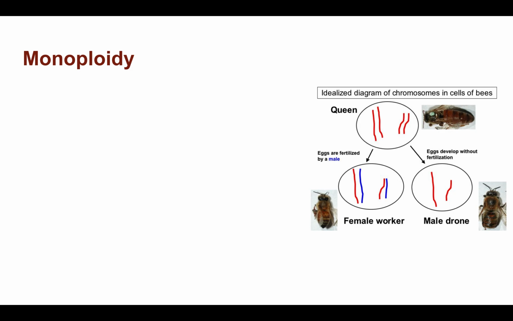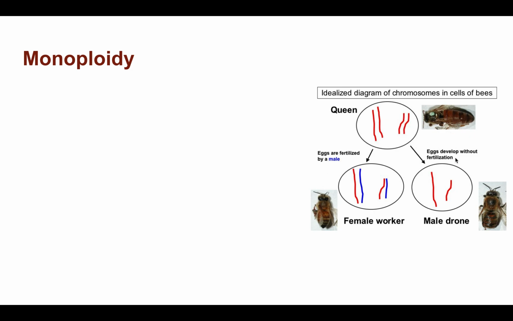Monoploidy we've looked at already. We've looked at this idea of parthenogenesis, where here's the queen who's got 2 sets of chromosomes. Here's her pair of 1, pair number 2. She puts 1 of each into the eggs. This one's been fertilized by a male bee, and we've got 2 sets, a diploid set of chromosomes here, and that develops into a female bee.